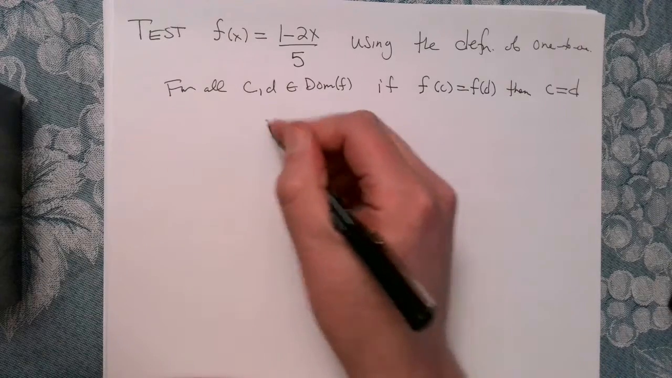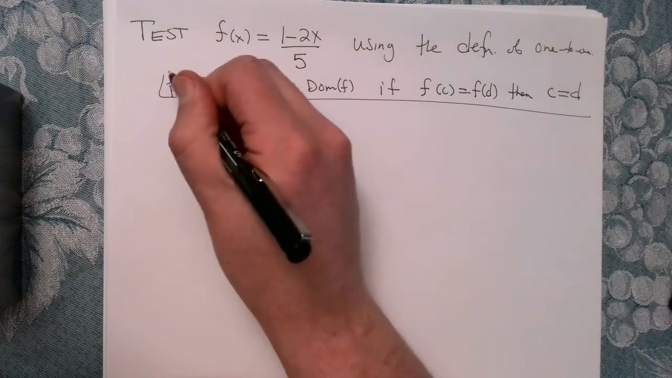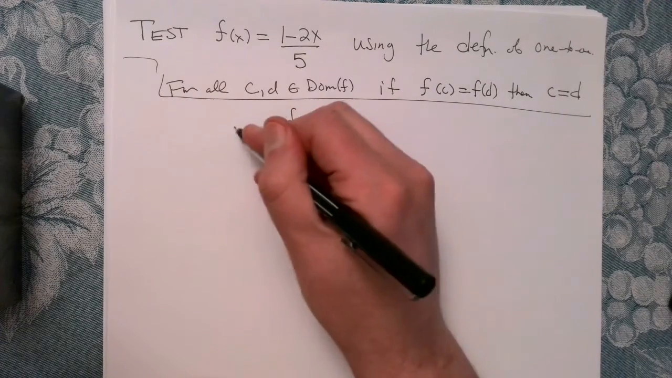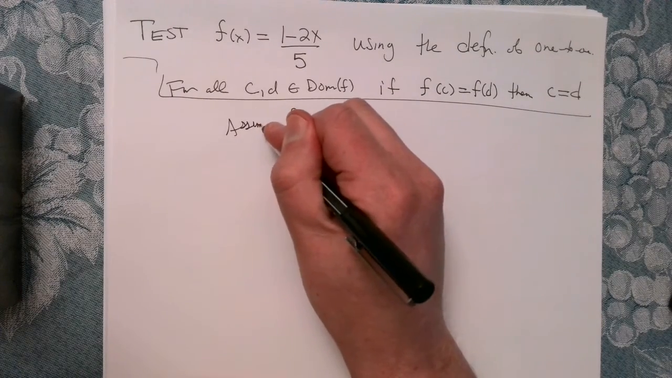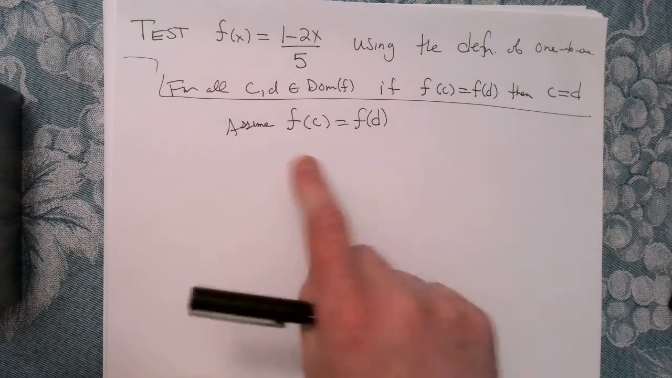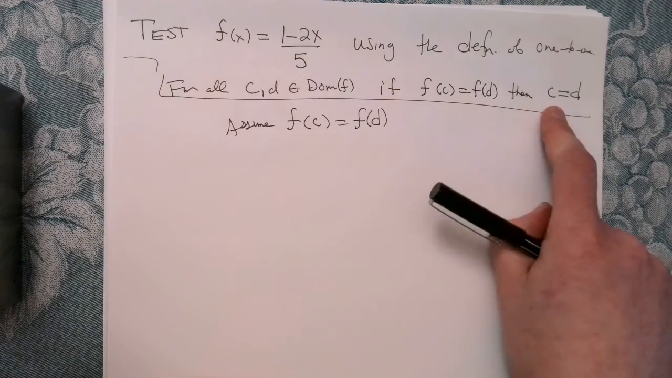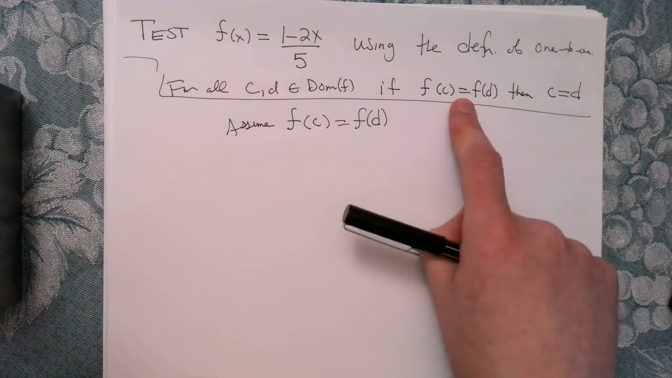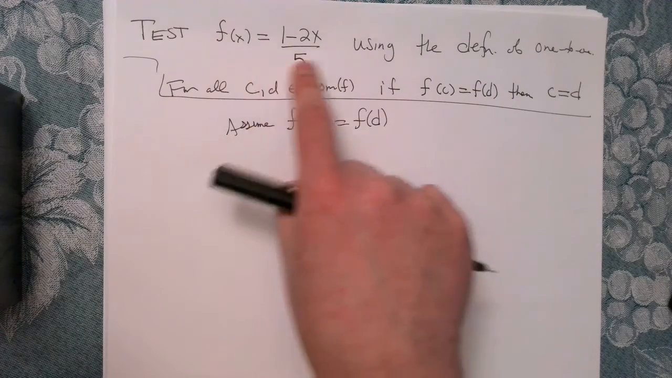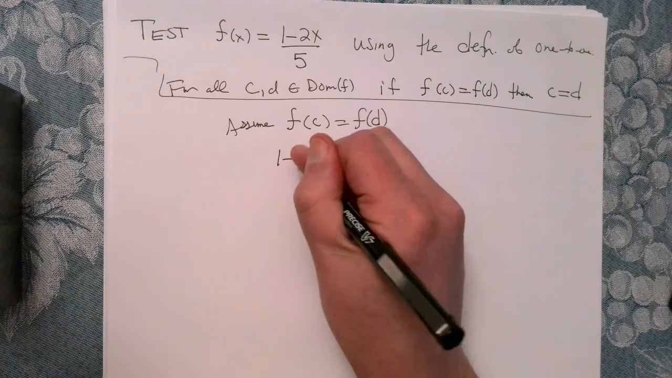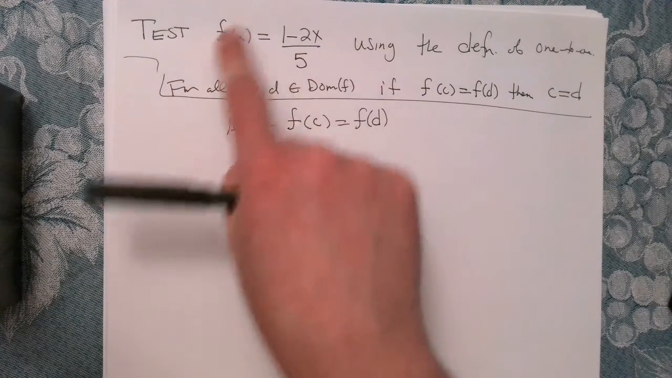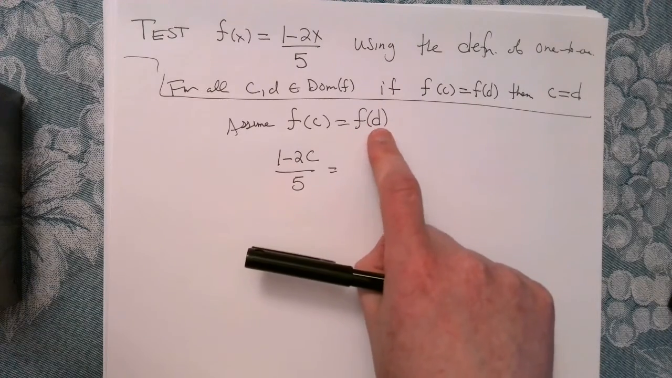Okay, so that's the test, and so we just follow it through. We're going to assume that f of C equals f of D, and we're going to show as a consequence of that assumption that C equals D. Again, that's sufficient to prove that this is a one-to-one or injective function. So what is f of C? It's exactly this function evaluated at x equals C. And what is f of D? It's exactly this function evaluated at x equals D.